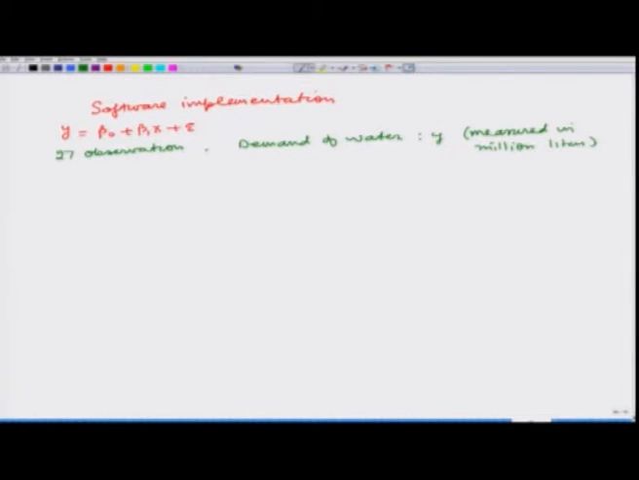And we know that the demand of water depends on the weather temperature. So, we take x as our independent variable, which is denoting the weather temperature on a particular day, and this is measured in degrees centigrade. Okay.